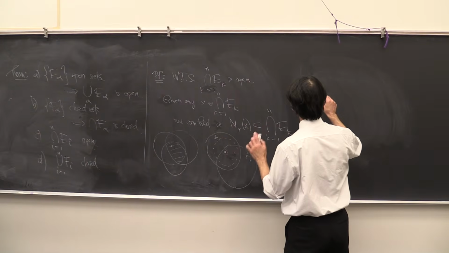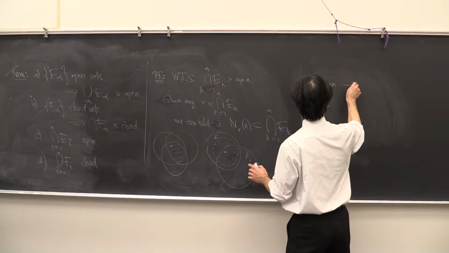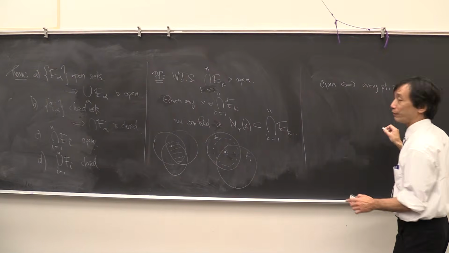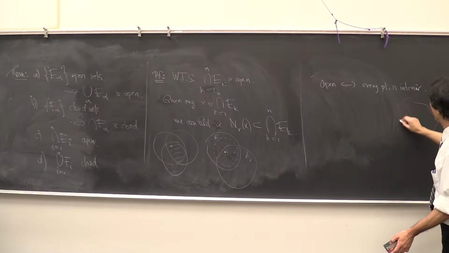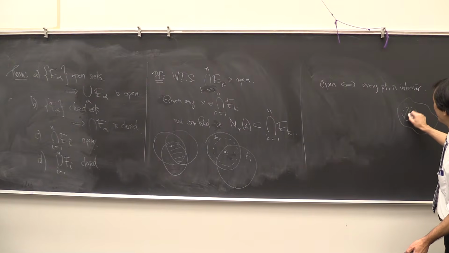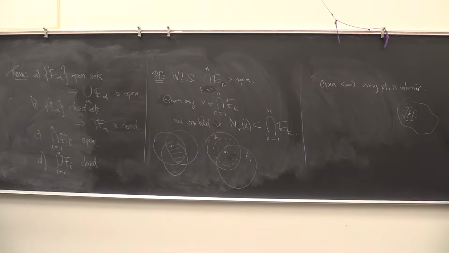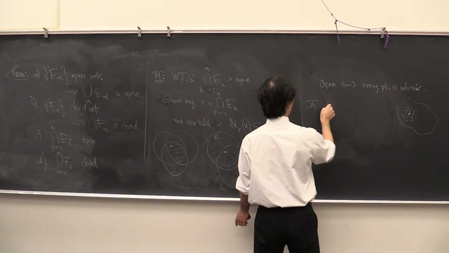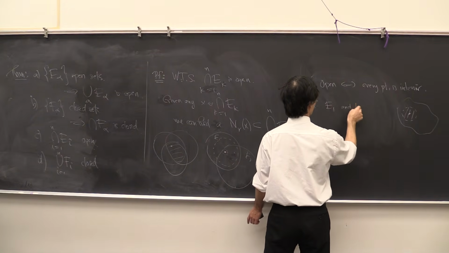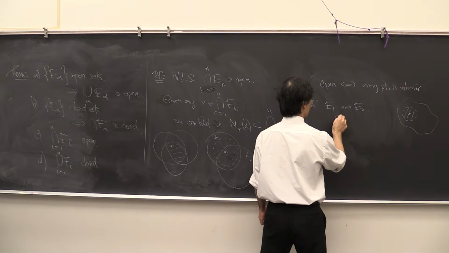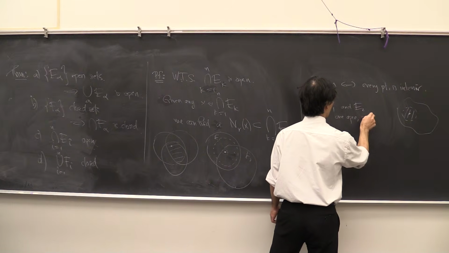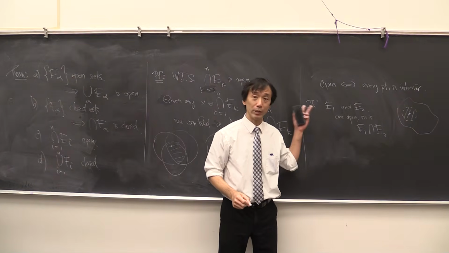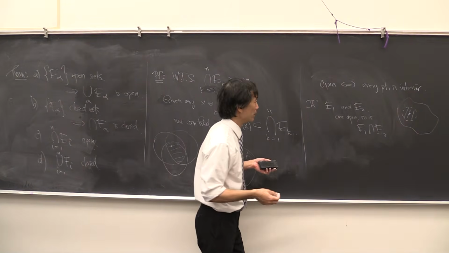So what does open mean? Open means every point is interior. Every point, you can find a neighborhood around it contained inside the set. Now we're trying to show that if E1 and E2 are open, so is E1 intersect E2. If you understand this two-set example, then you understand the finite example. It's basically the same thing.